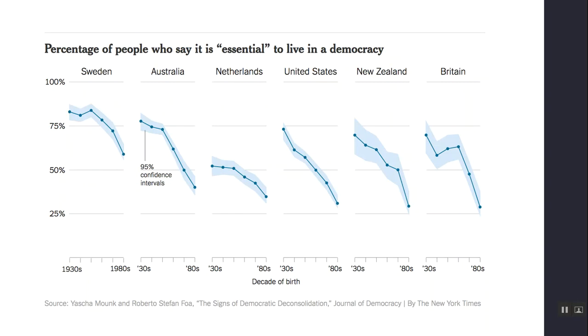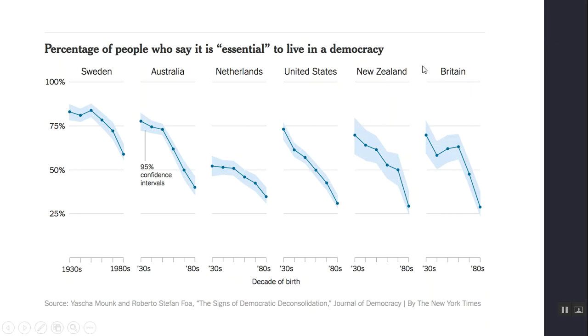My last slide for chapter 3 is this really interesting paper that came out a little while ago that looks at the decade you were born and the percentage of people who say that it is essential to live in a democracy. A democracy is an inclusive government. There are plenty of extractive governments that say that they are democracies, but they're really not, because they don't really have open and fair elections. Generally speaking, people who were born in the 30s and the 40s think that it is very essential to live in a democracy, and people who were born in the 80s think it's much less important.